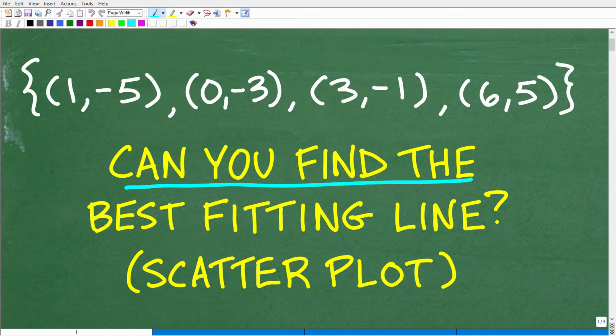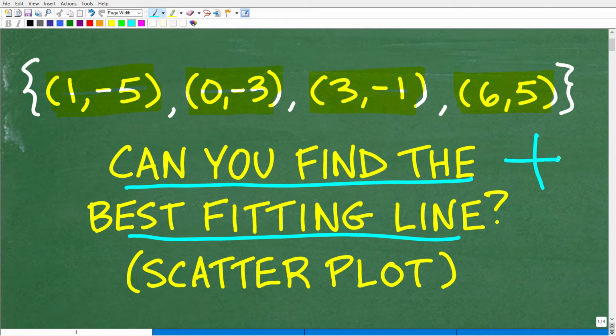Can you find the best fitting line given these coordinates right here? And these are all XY ordered pairs or coordinates. So we have the points (1, -5), (0, -3), (3, -1), and (6, 5). So we have 4 points that we can plot on an XY axis like so.